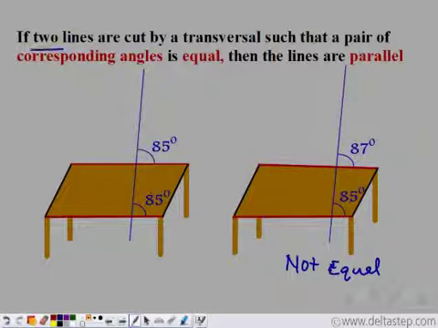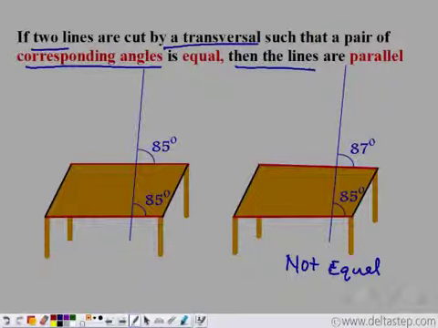If two lines are cut by a transversal such that a pair of corresponding angles is equal, then the lines are parallel. So this condition is a condition for parallelism because if it is satisfied, then we can say that the lines are parallel.